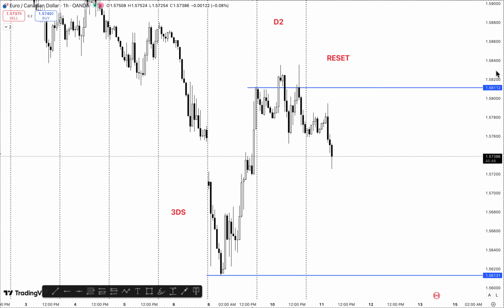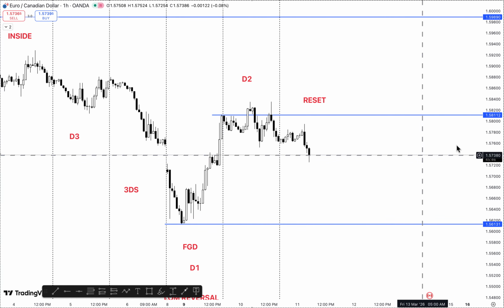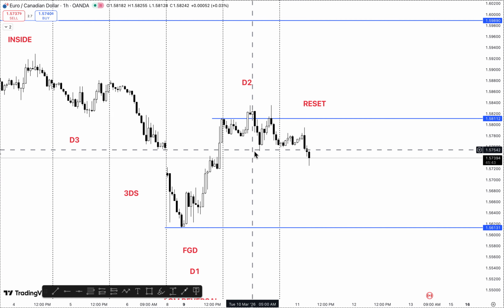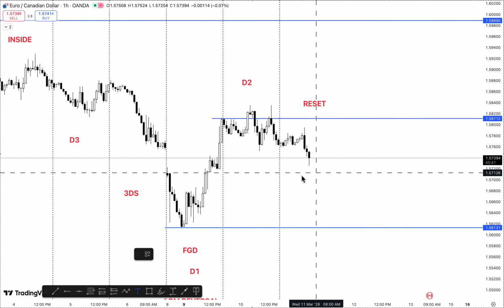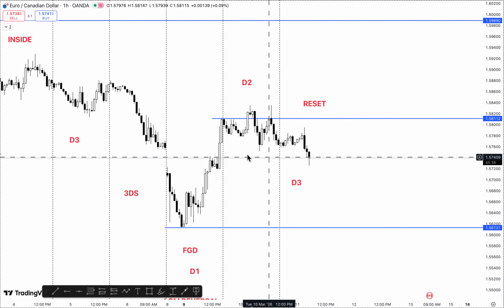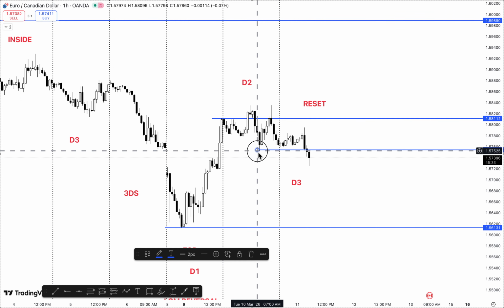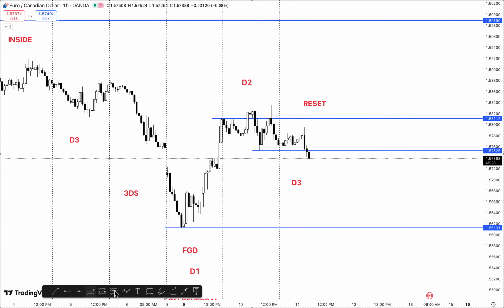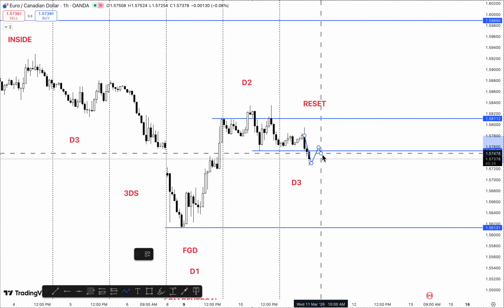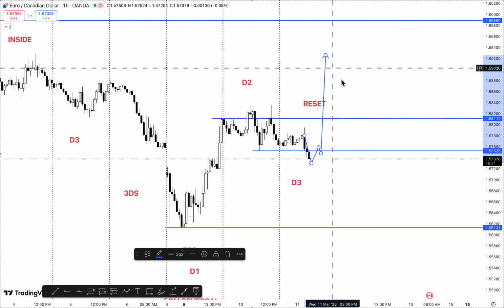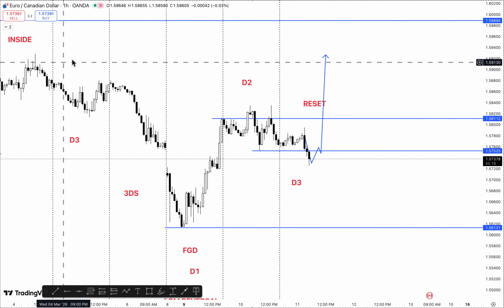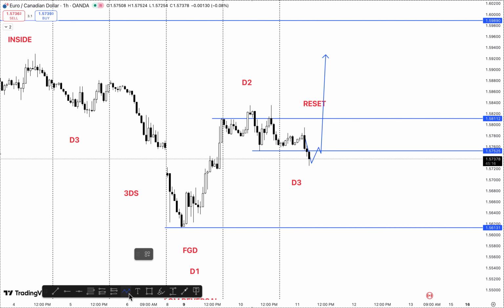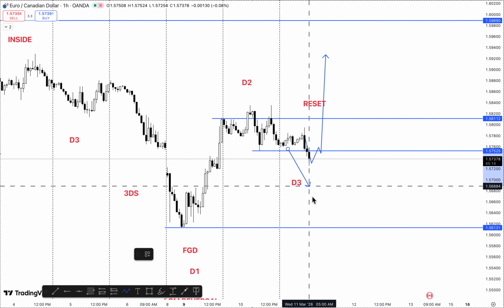EuroCAD, the same setup. We have broken out of previous day's low. We have a day 3 triggered from previous day's low. Two things are involved. We will either break out, pull back, reverse, or we will blow off in the direction of the overall dumping market to investigate Monday's low.